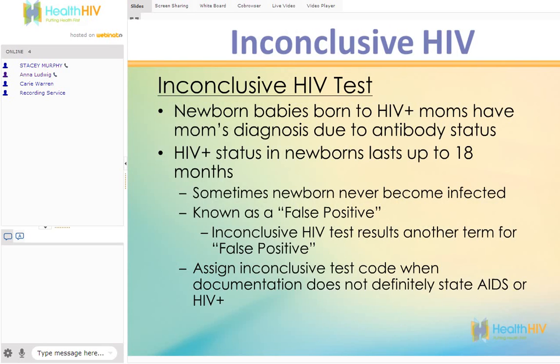Inconclusive HIV testing. Typically, newborn babies are born to moms that are HIV positive, and the babies may have the mom's antibody. They may have the mom's antibody status, but they may not necessarily contract AIDS or the HIV infection. Sometimes these newborns never become infected, and this is known as a false positive or an inconclusive HIV test. So there is a code for that, and if you are in a practice where you're treating newborn babies, you would utilize the inconclusive HIV test code or the false positive code.